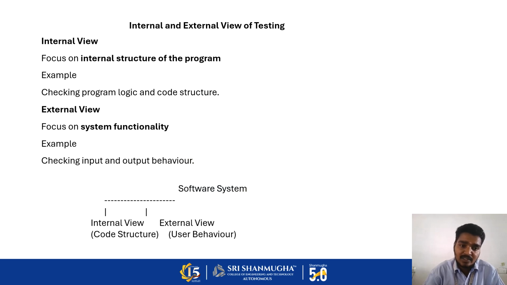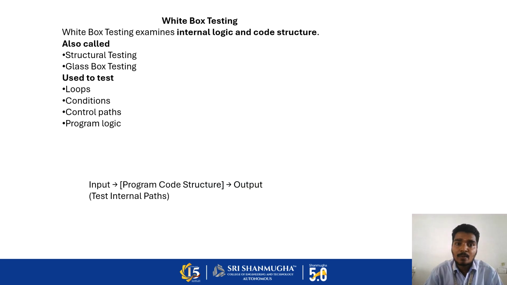The software system can be divided into two parts: internal behavior and external behavior. Internal relates to the code structure, and external relates to the user behavior.